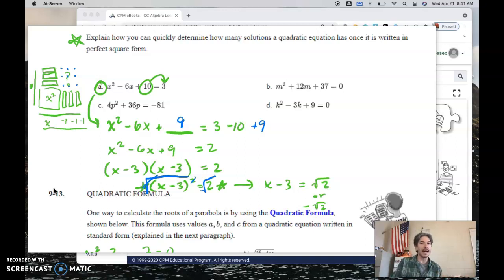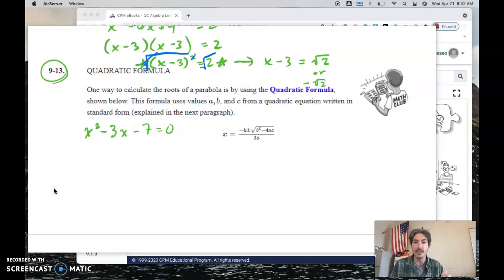Okay, let's use that to lead into the next thing that we're talking about, and that is this idea that's presented here in 9-13. Now, I've modified this question slightly for the purposes of our video today, and I'm going to change the color so this question stands out. One way to calculate the roots or the solutions of a parabola, the solutions of an equation, is by using the quadratic formula, and it uses values of a and b and c from our quadratic equation written in standard form.